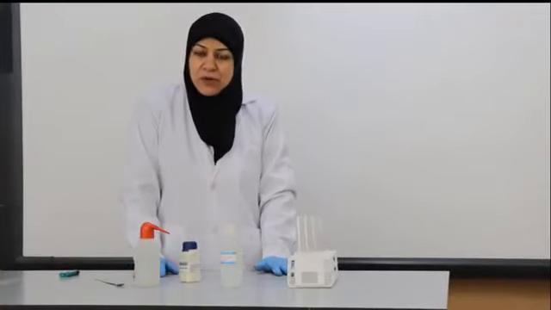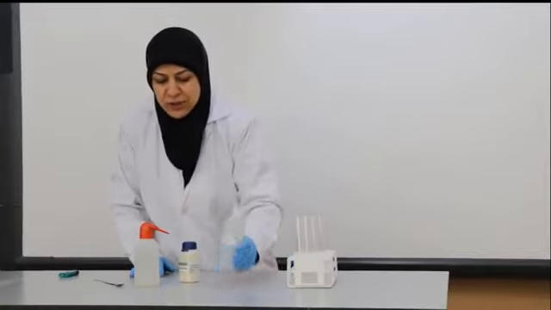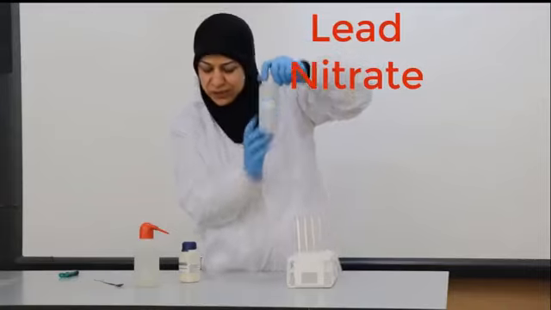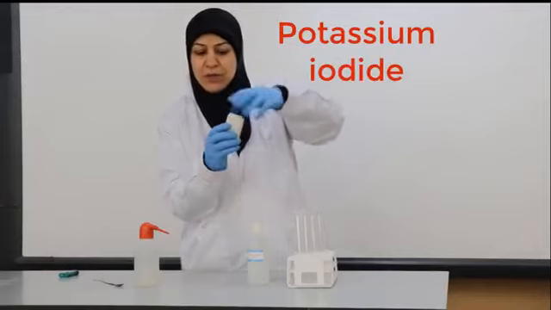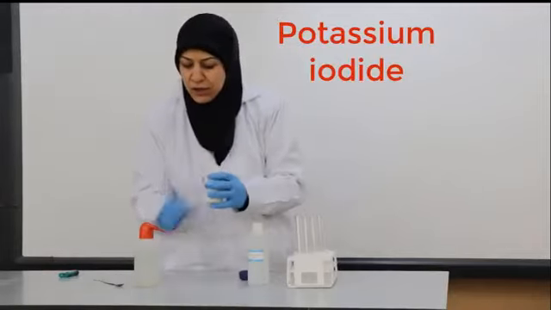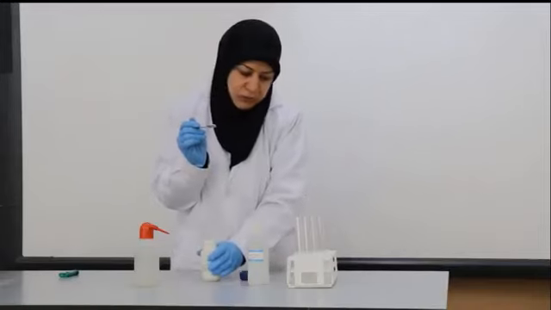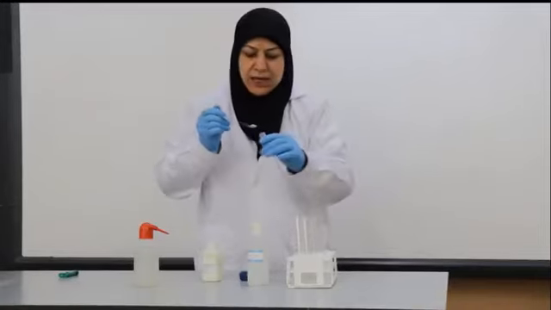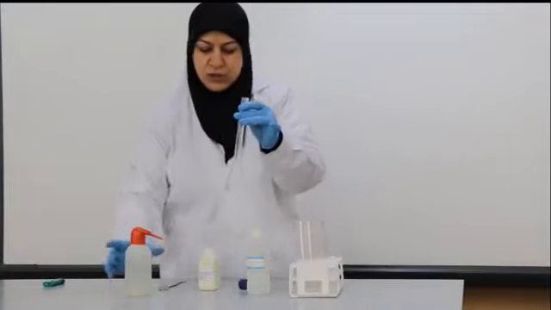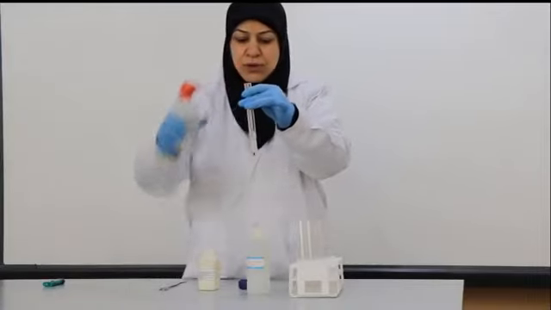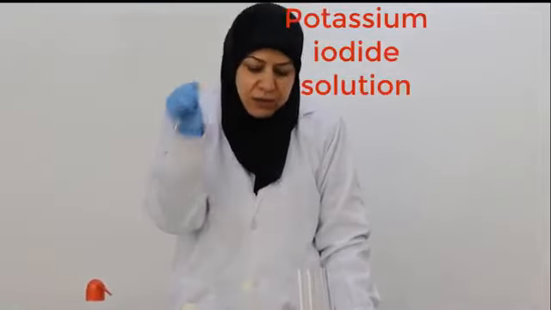Concerning the second experiment and the second sign for this chemical reaction, I'm going to use lead nitrate and potassium iodide. The potassium iodide is a powdered solid. For that, I'm going to place a few grams of potassium iodide in a test tube and dissolve them in water to obtain an aqueous potassium iodide solution.